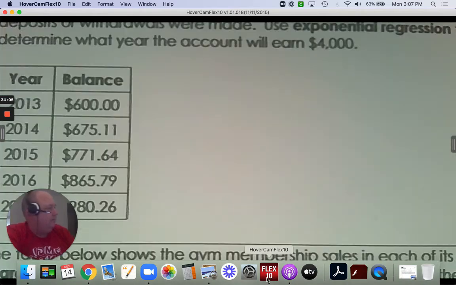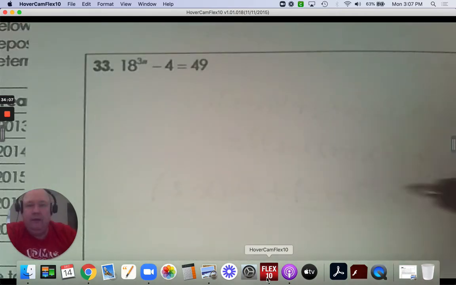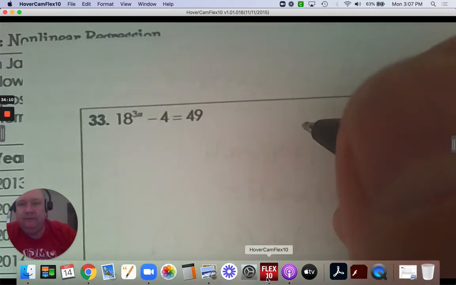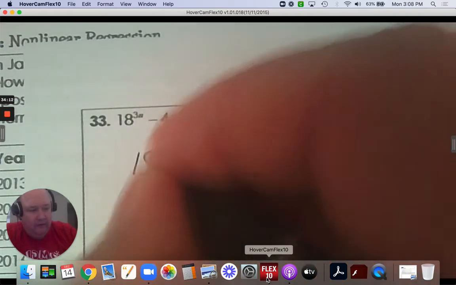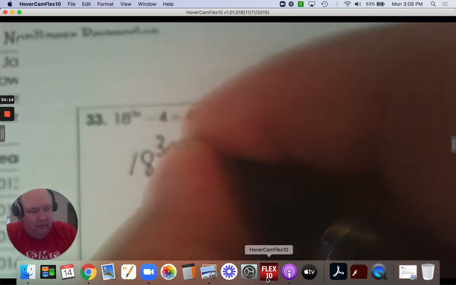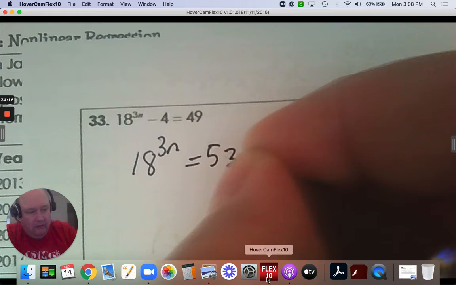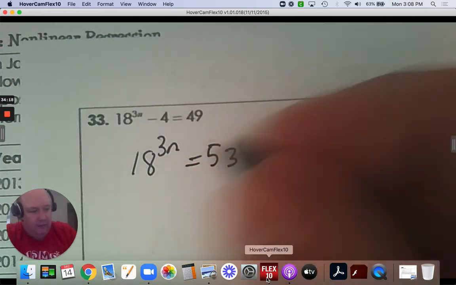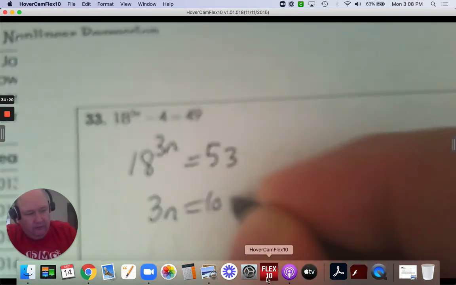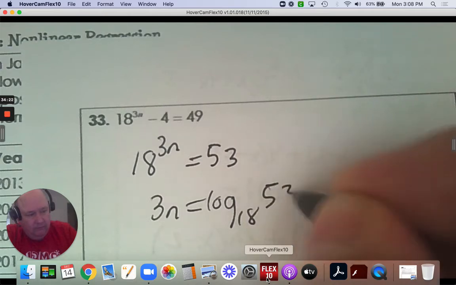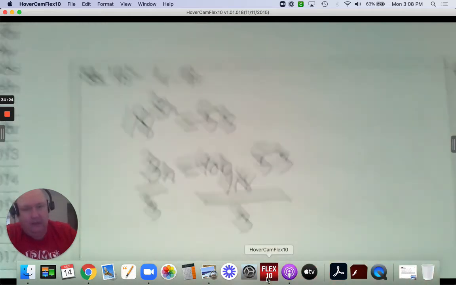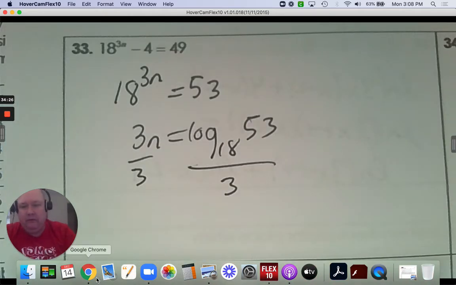All right, turn the page. Number 33. This is going to require Desmos. So it's 18 to the exponent 3n. Add 4. So it's 53. Write this as a logarithm. And then divide by 3. So that's what we're going to type into Desmos.